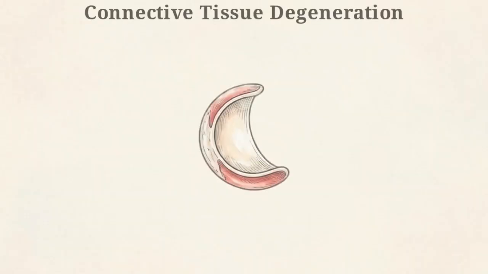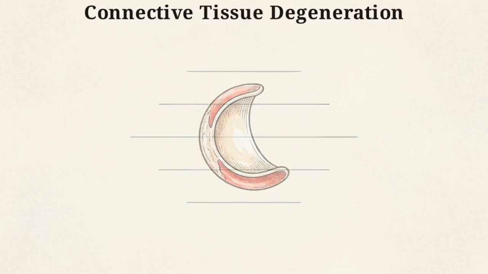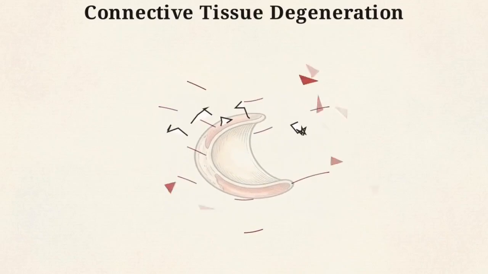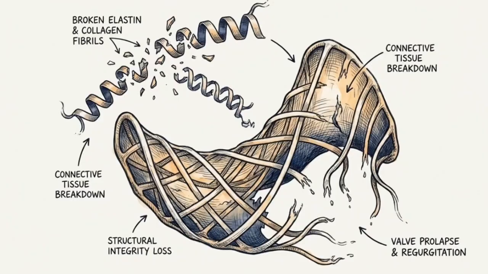The second intrinsic pathology is connective tissue degeneration. If we strip away the surface, we see the structural wireframe. When the foundational proteins making up this lattice fail, the valve begins fraying and breaking apart. Connective tissue disorders, such as Marfan syndrome, compromise these structural proteins, leaving the valve dysfunctional.